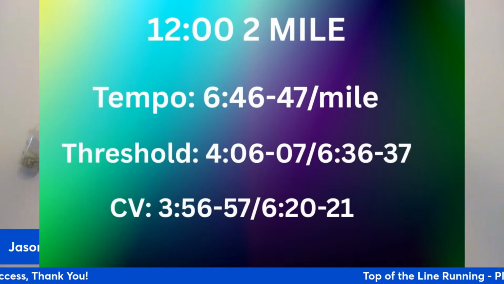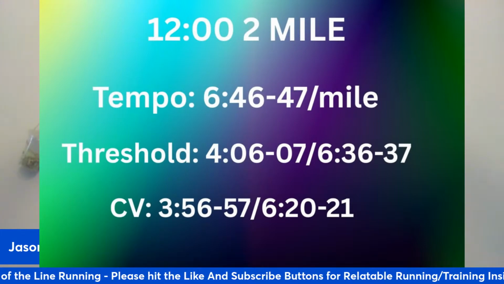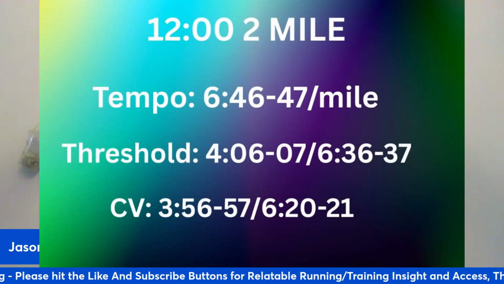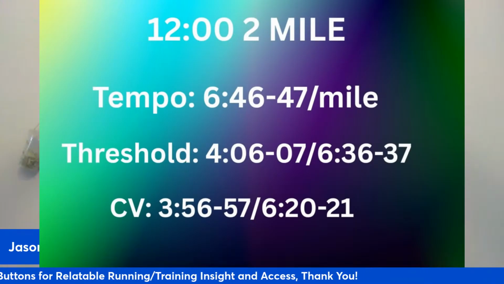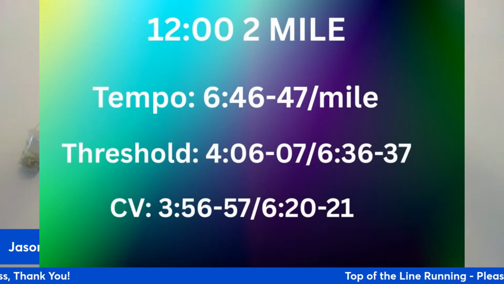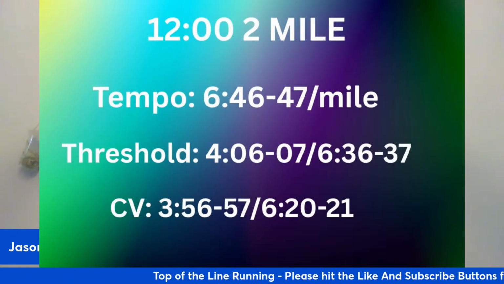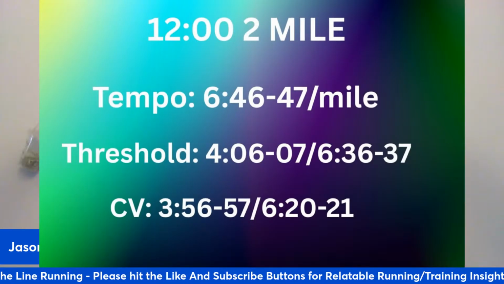Your threshold reps, and I'm using 1K reps and mile reps here. More specifically, 4:06 to 4:07 for 1K reps, 6:36 to 6:37 for 1 mile reps, both with a 1 minute recovery. So if you're doing 6 times 1,000 or 4 times a mile, 1 minute recovery, they're going to be pretty much the same pace ranges. But you can go from 1K reps to 1,200 meter reps to mile reps if you like. You're just spending more time in the threshold zone. But this is at a slightly faster pace than the tempo, about 10 seconds faster per mile.